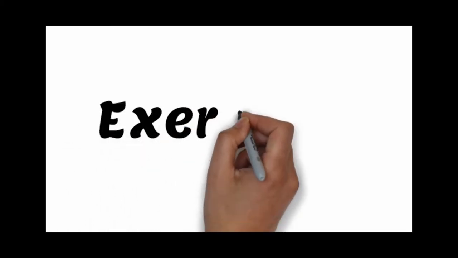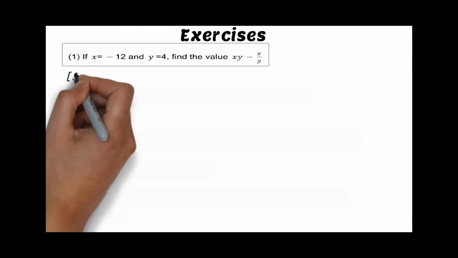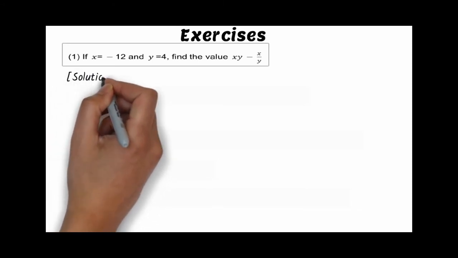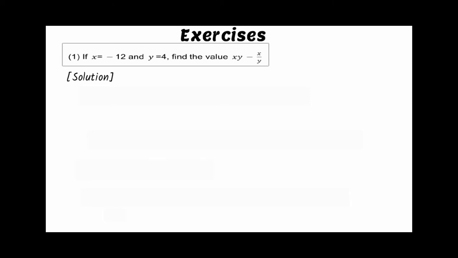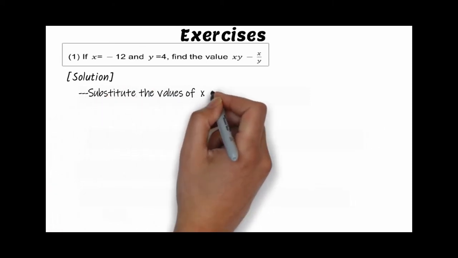Next, let's walk through several exercise problems together. We will first look at a fraction arithmetic problem, then followed by a few others that will use the properties of fractions. In our first problem, it says, if x is equal to -12 and y is equal to 4, find the value of x times y minus x over y. So in solving this problem, the very first step that we're going to do is substitute the values of x and y into the expression.